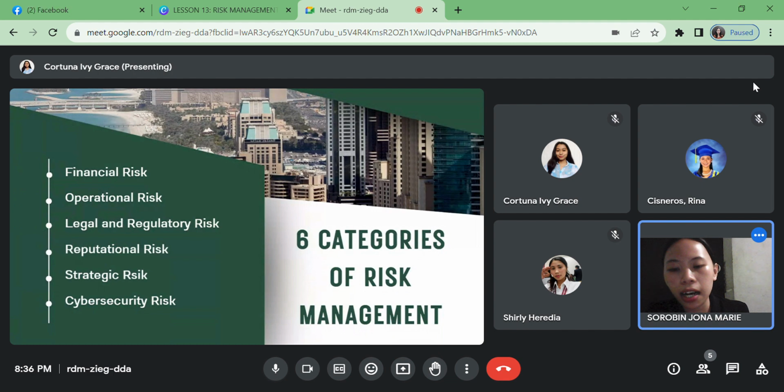Then next is the cyber security risk. So this is a risk that the event's systems, for example at a concert, if there is a mistake on the screen, something inappropriate gets recorded or shown, and the audience will say, what was that on the screen. So the event, like a concert, will be ruined. So that's the example of cybersecurity risk. So that's the 6 categories of risk management. So please go next, Ivy.